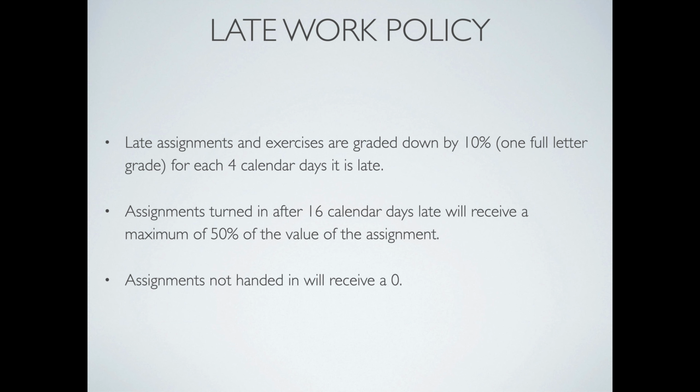Late assignments and exercises are graded down by 10%, so 1 full letter grade. If you got an A on a particular assignment and it's late by up to 4 calendar days, it will be marked down to a B. So it's 1 full letter grade, or 10%. If you had a 95, it becomes an 85. If you had an 85, it becomes a 75. You get the idea. Assignments not turned in after 16 calendar days late will receive a maximum of 50% overall.